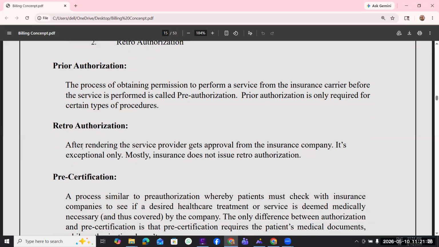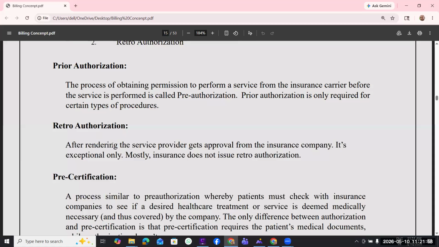What is retro? After rendering the service, the provider gets approval from the insurance company. It is the exception only. Most insurance does not issue retro authorization. For example, a physician wants to do knee surgery. So before doing the knee surgery, the physician calls the insurance company to take authorization. Is this service allowed in this insurance, will it be payable or not? The physician wants this information. That time it is called prior authorization.